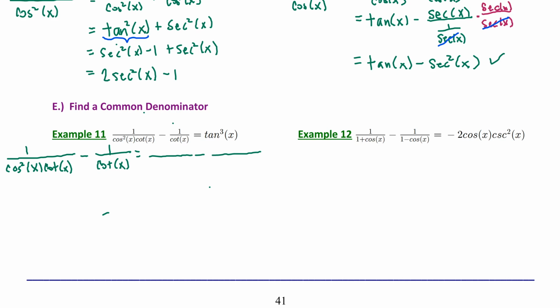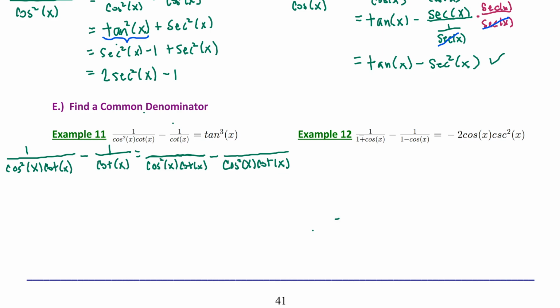Now, because we have 2 separate fractions, we're going to go ahead and achieve a common denominator for both of those fractions. Both of the denominators originally have a cotangent of x, and the first fraction has a cosine squared of x. So our common denominator then is cosine squared of x times cotangent of x. So I'm going to set up each fraction to contain this common denominator.